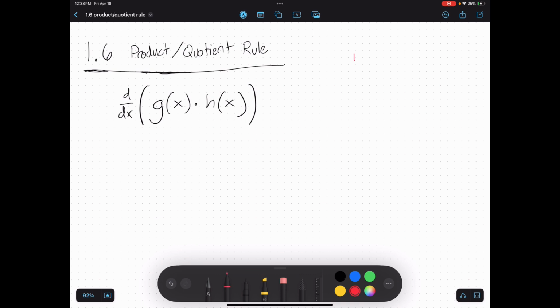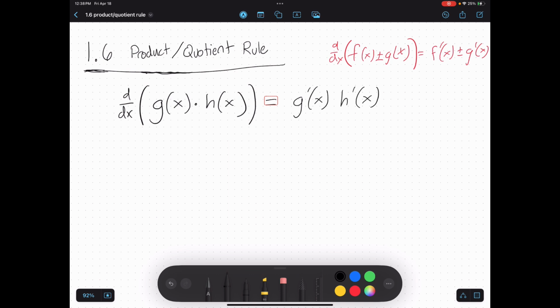And if we remember, if I have two functions that are being added or subtracted, you can just take the derivative of each of those separately and then add or subtract them, right? You can just focus on the two functions individually in order to get your derivative. So does the same rule apply? Can I just take the derivative of each function individually and then multiply them? That sure would be nice, right? That would be a really easy way to take these derivatives of two products.